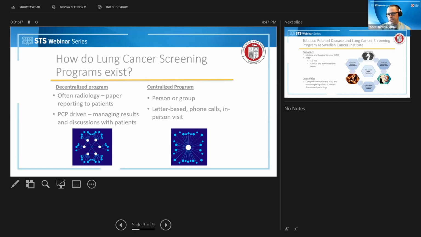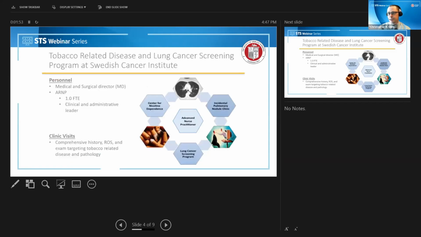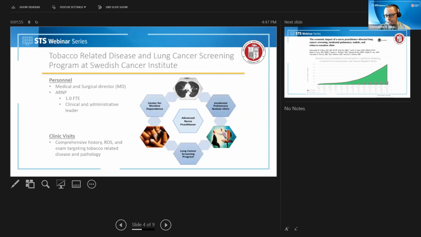But in general, those seem to be the two biggest types of programs that are available or that people are practicing. Where I work at Swedish Cancer Institute in Seattle, we've gone with a more centralized program, and we've done a little bit more than just lung cancer screening, in that we have a tobacco-related disease and lung cancer screening program, which also includes incidental pulmonary nodules.